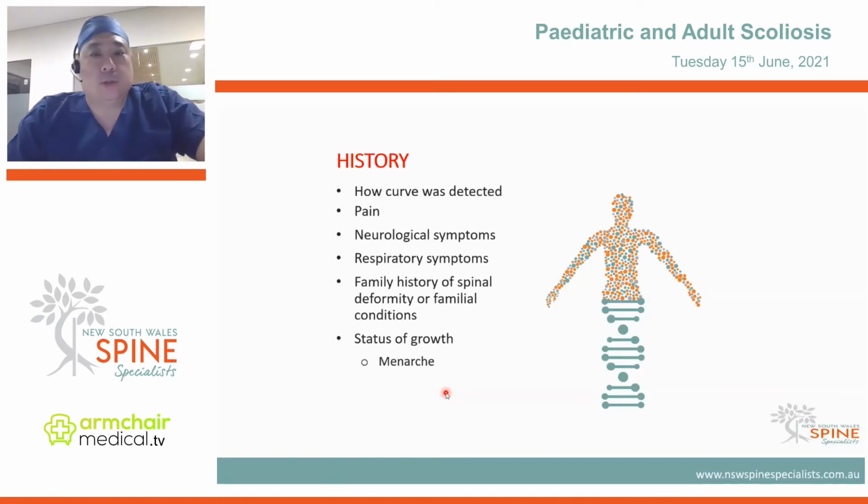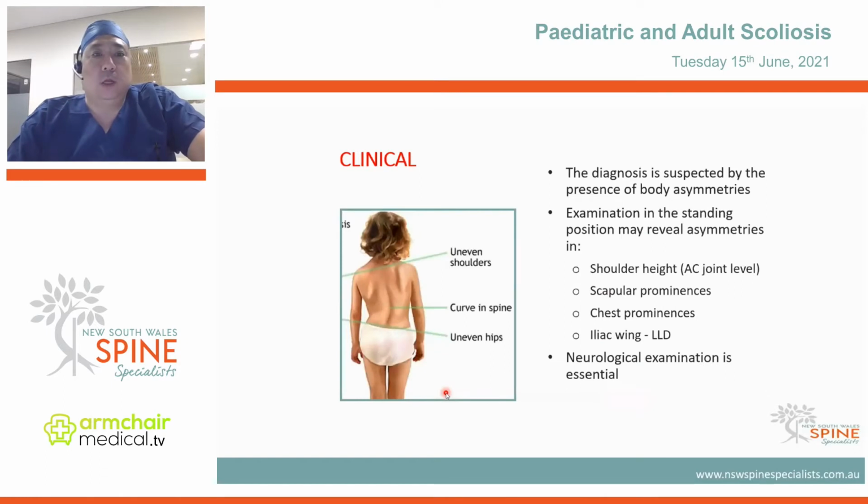And also ask about status of growth, whether they've grown a lot recently, whether they've changed their shoe size, menarche, a few other things, and clothes sizes are the things that we generally ask about. We usually also ask them to stand up next to their parents to see where they are compared to their parents, in terms of estimating how much growth they may have. So these are the types of asymmetries that you may notice on a patient.